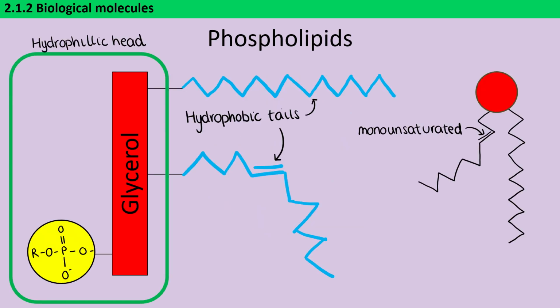If we're going to be specific about which part of the water the phospholipid is being attracted to, remember that the phospholipid has a slightly negative charge, and therefore it's going to be attracted to the slightly positive part of the water, which is going to be the hydrogen atoms.